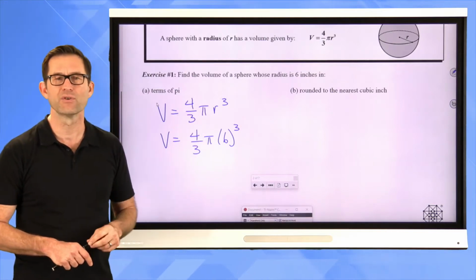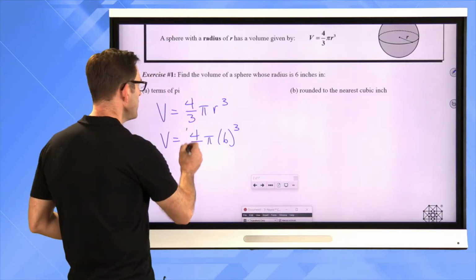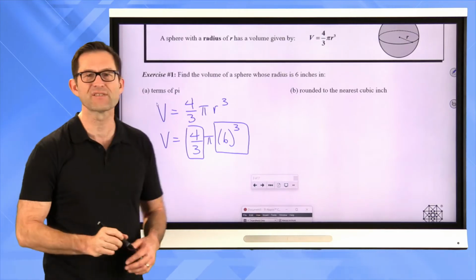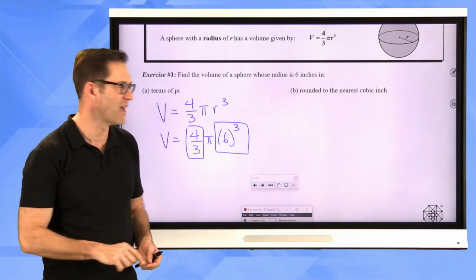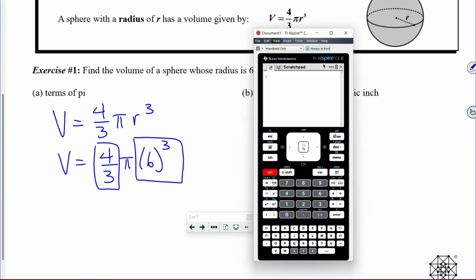Now, I want my answer in terms of pi, which means I kind of want a pi in the final answer. And what that really means is that I really want to multiply 4/3 times 6 cubed on my calculator and then just tack the pi on at the end. So let's grab our calculator really quick and just take a look at that. I'm going to take my fraction button and put in 4/3, and then I'm going to multiply it by 6 raised to the third power. I'm going to hit enter. I'm going to get 288.